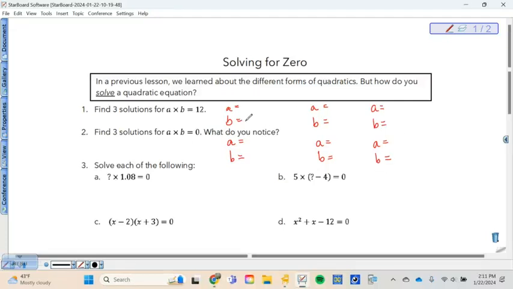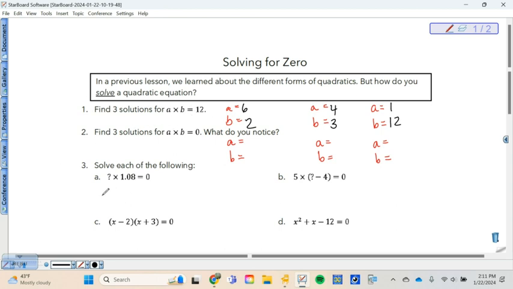Okay, so give me a solution. A times B equals 12. What's a possible value for A and B? 6 and, not 6 and 6, but 6 and 2. Good. What's another solution? 4 and 3. What's another solution? 1 and 12. Perfect, right? I'm just looking for two numbers that multiply together to get me to 12.